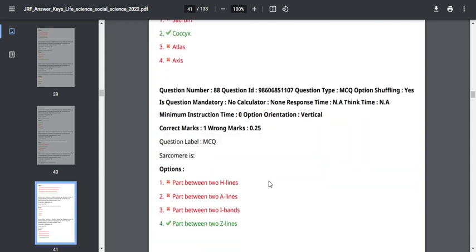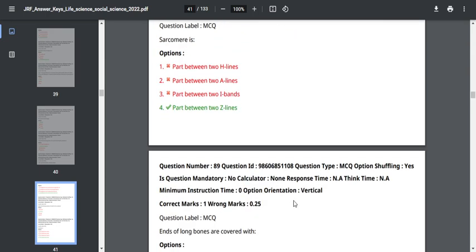Next, the sarcomere. The sarcomere is the contractile unit of muscle and a repeated structure present in a muscle cell. Actin and myosin will be present in this sarcomere only. It is the segment present between 2 Z lines. We had studied this in our 11th standard zoology itself.